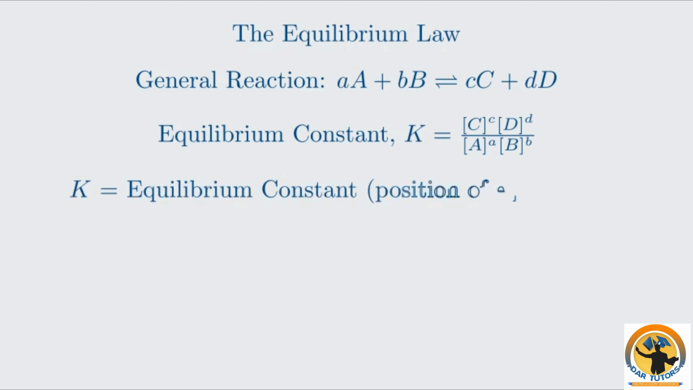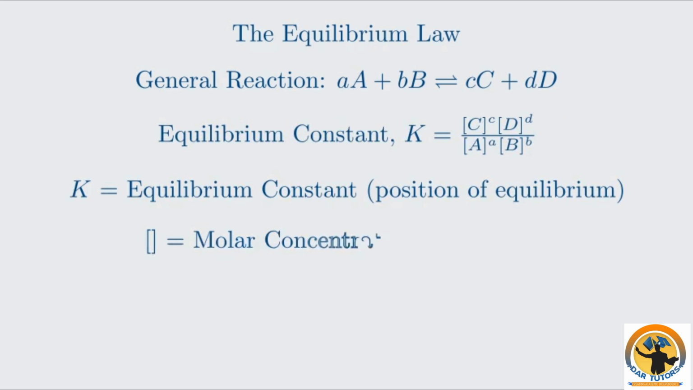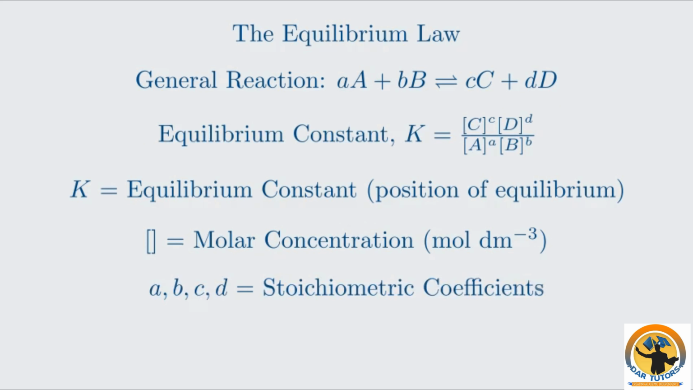The capital K represents the equilibrium constant. Its value tells us about the position of equilibrium. Square brackets like [A] denote the molar concentration of a species at equilibrium, measured in moles per cubic decimeter. The exponents, a, b, c, and d, are the stoichiometric coefficients from the balanced chemical equation.